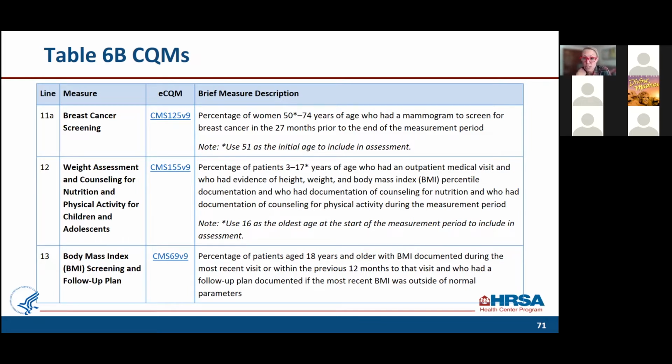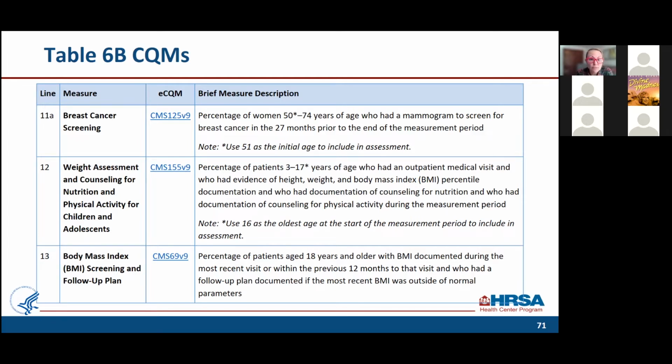This is breast cancer screening, which measures the percentage of women 50 to 74 who had a mammogram to screen for breast cancer in the 27 months prior to the end of the measurement period. A couple of clarifications and tips for reporting on the breast cancer screening measure. For this measure, you'll include and evaluate patients according to sex assigned at birth. Next, you will not count biopsies, breast ultrasounds, or MRIs, because according to the measure specifications outlined by the measure steward, they are not appropriate methods for primary breast cancer screening.